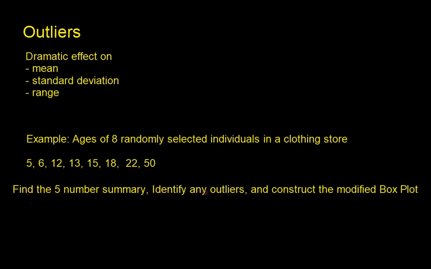First thing I want to do is find the 5-number summary. Then I want to identify any outliers. So we're going to do this mathematically. Okay, so not just by looking at it, but we're actually going to calculate if any of the observations are outliers. And then we're going to construct this thing called the modified box plot. So in the previous video, we discussed regular box plot. This one is going to be modified, meaning it's kind of like a box plot that takes into consideration outliers.